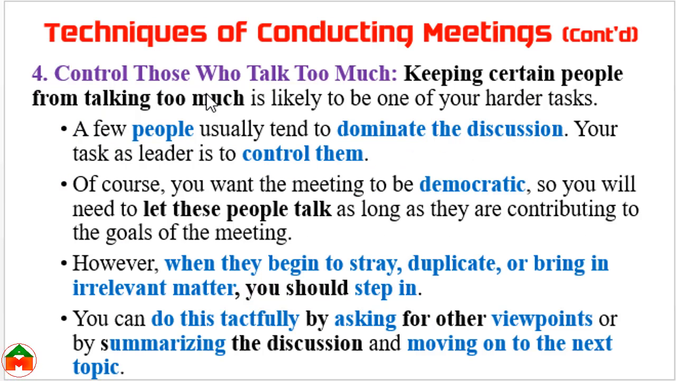The fourth technique of conducting a meeting is control those who talk too much. Generally, there are some people who try to dominate the discussion by talking too much. In that case, as a leader, you have to control them, but you have to ensure a democratic environment in that meeting. You can let those talkative people talk as long as they are contributing to the goals of the meeting. Otherwise, you can control them by stopping.